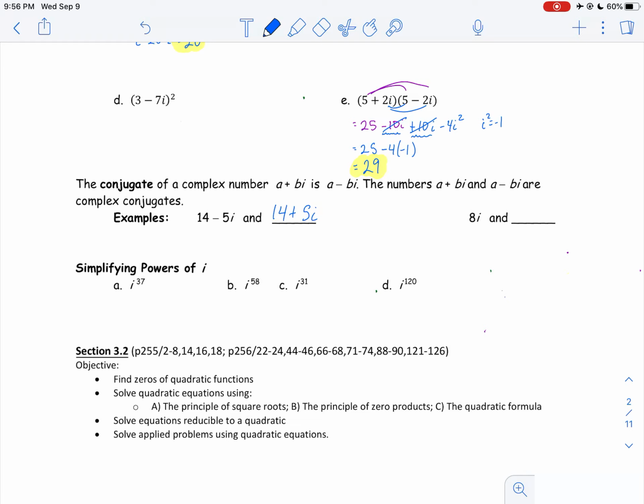Well, if you notice, this is the imaginary part. If I put 0 in front of it, you can think of this as 0 minus 8i. So 8i and negative 8i are conjugates.